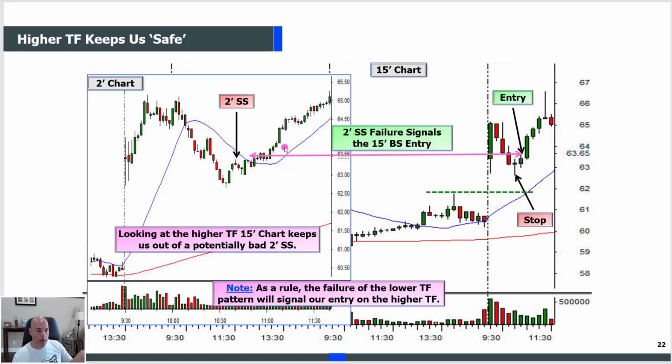Why? Because going long triggers the buy setup on the higher time frame. Guys, just in case you're newer to trading, the higher time frame is always more relevant than the lower time frame.